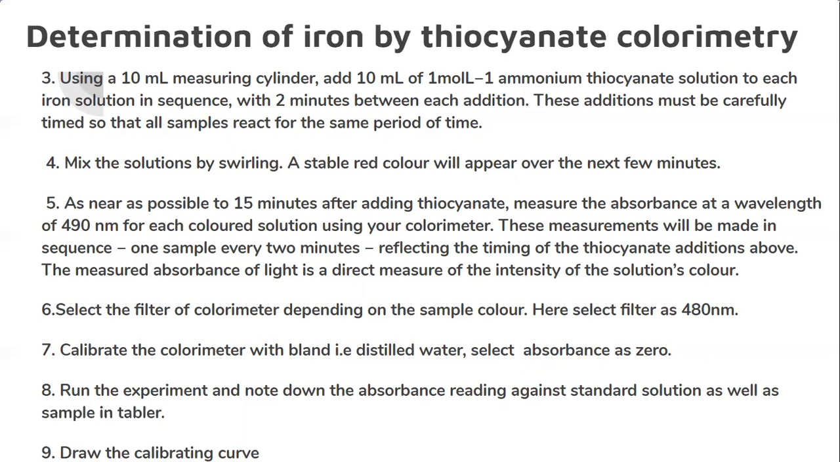For our blood red color, what wavelength do we need to select? 480. Why? Because our blood red color will show maximum absorption at 480 nanometers of the wavelength of the radiation.